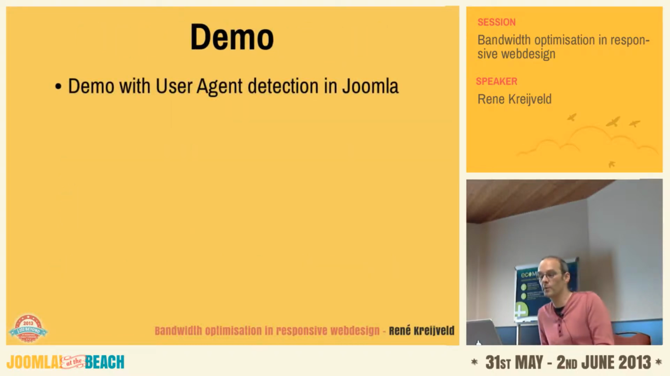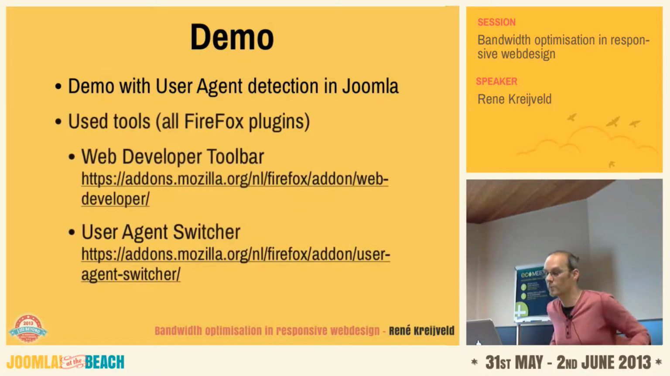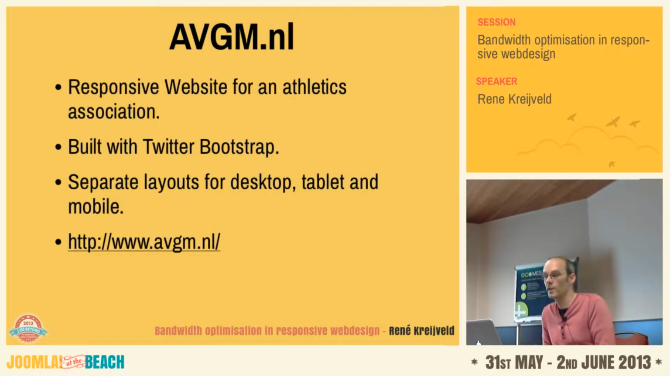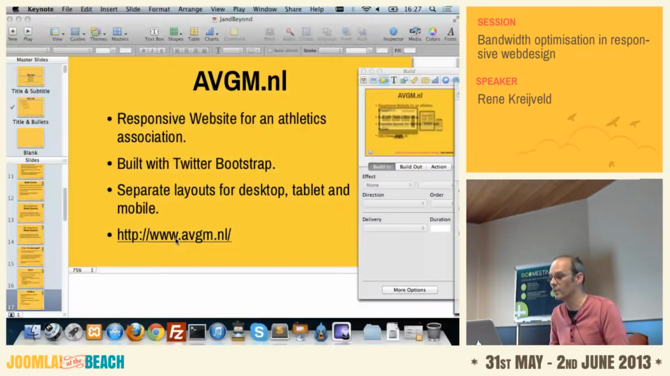I want to show you a small demo with user agent detection built inside Joomla. And I use two tools a lot within Firefox. I use the web developer toolbar. You've already seen it. And I use user agent switcher. First thing I would like to show is a website for an athletics association. It's built with Twitter Bootstrap, and I have separate layouts in one template for desktop, tablet, and mobile. This is the particular website.